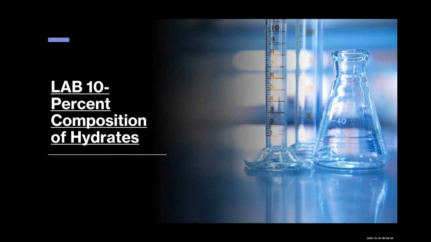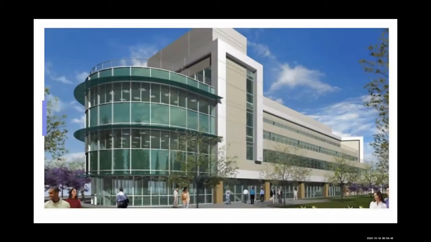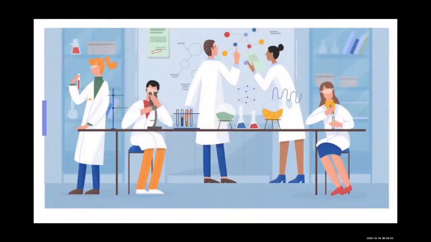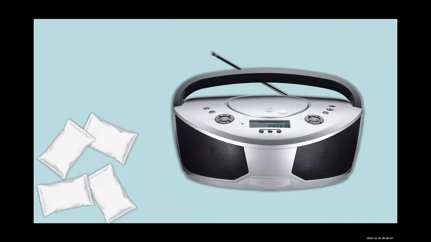Lab 10, Percent Composition of Hydrates. You are a research chemist working for a company that is developing a new chemical moisture absorber and indicator. The company plans to seal the moisture absorber into a transparent porous pouch and attach it to the cellophane window on the inside packages for compact disc players.